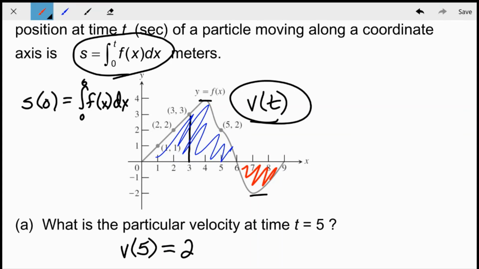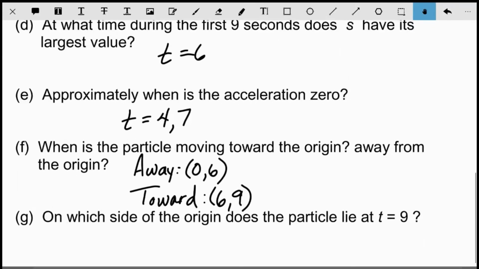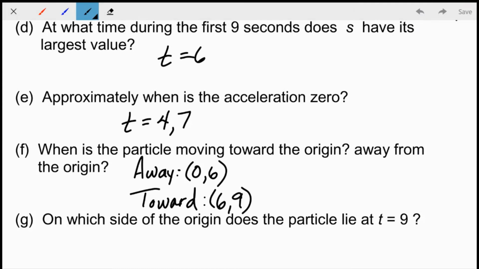But the blue region that I have there is much, much larger than the red region. So I can tell that the net result is I've moved in the positive direction. So as a result of that, I would say I'm on the positive side. And again, if I needed to explain how I know that, I would say the integral from 0 to 6 is greater than the integral from 6 to 9, and I know I started at position 0.